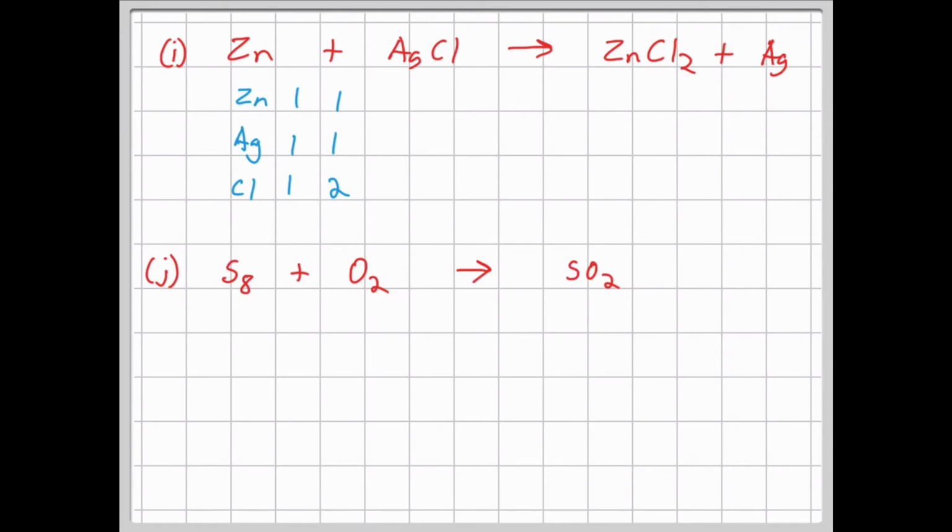Immediately, we should see that we need to multiply this side by 2, which gives us 2 chlorides, but it also gives us 2 silvers. So to balance the silver, we would just put a coefficient of 2 there. We wind up with 2, and that one's balanced.